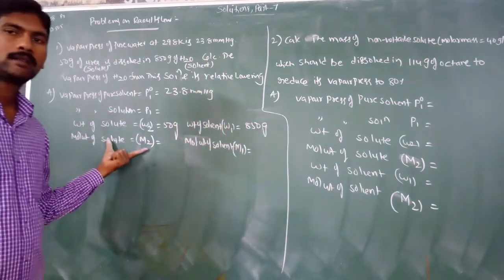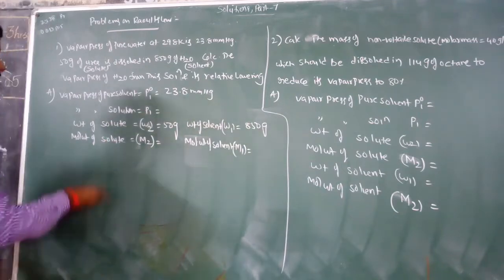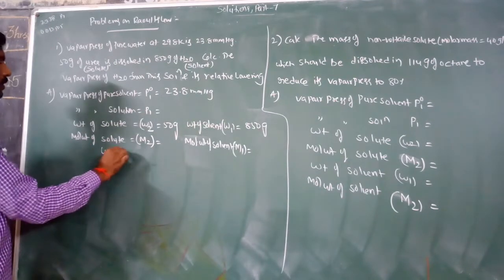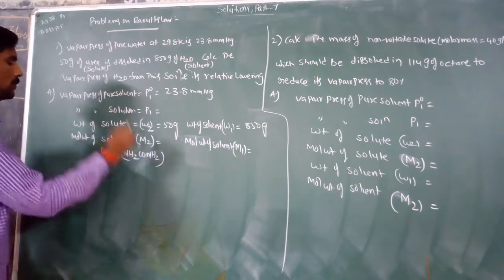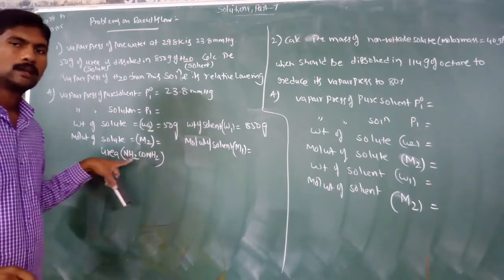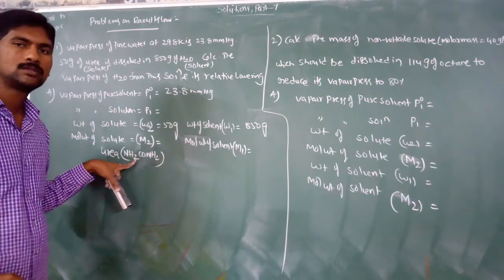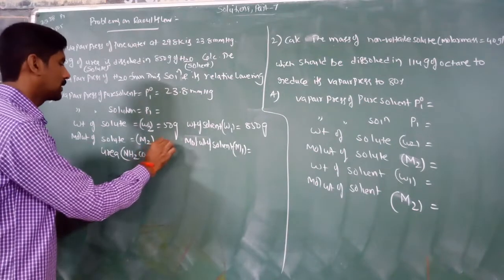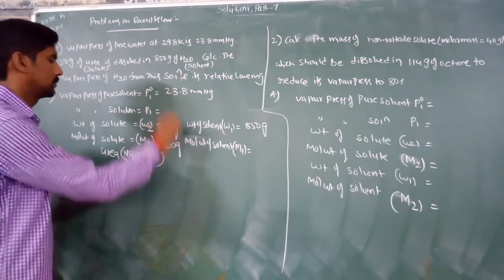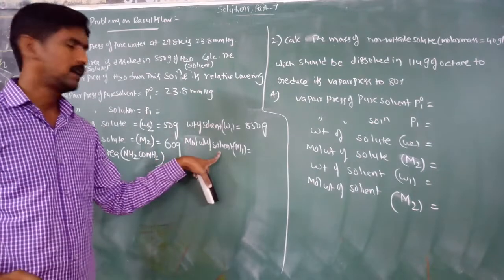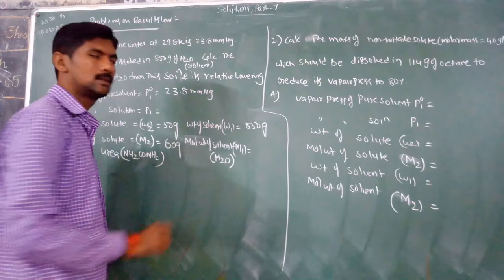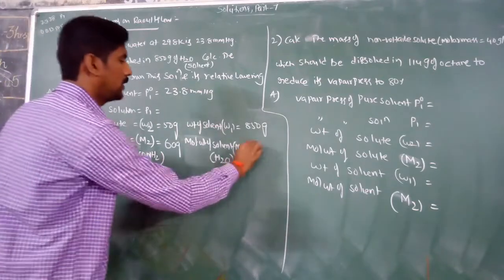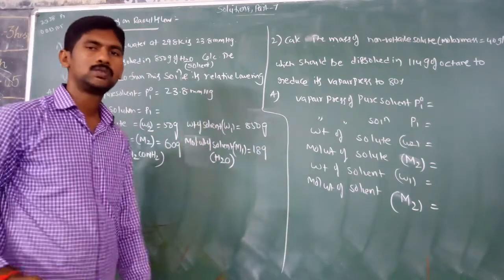Then what is the molecular weight of solute? Solute is urea, formula NH2CONH2. The molecular weight or molar mass is 60 grams. What is the molecular weight of solvent? Solvent is water, so the molar mass is 18 grams. Then substitute into Raoult's law.